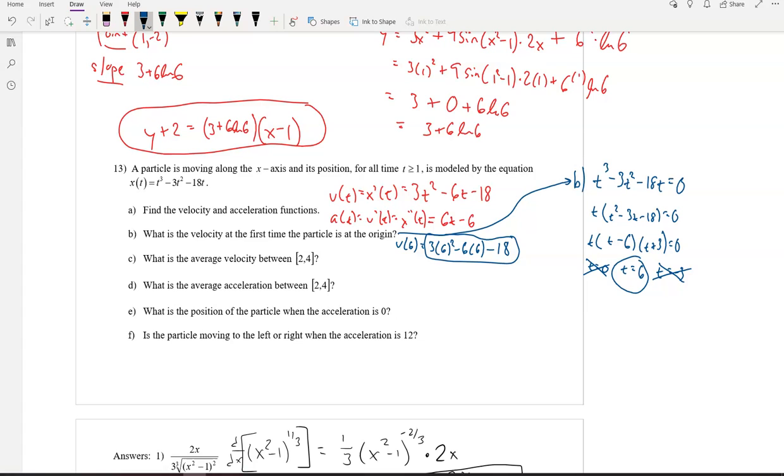Letter C. What's the average velocity between 2 and 4?